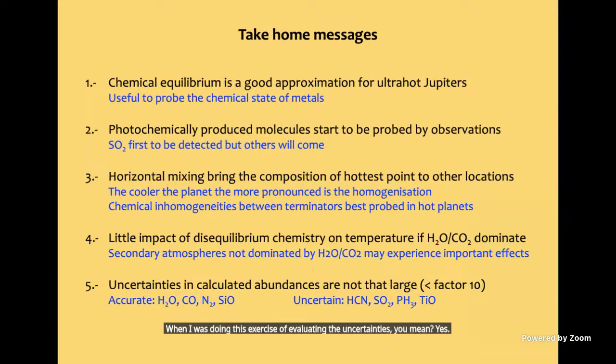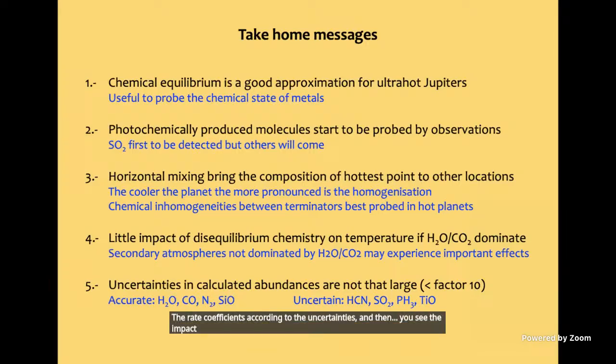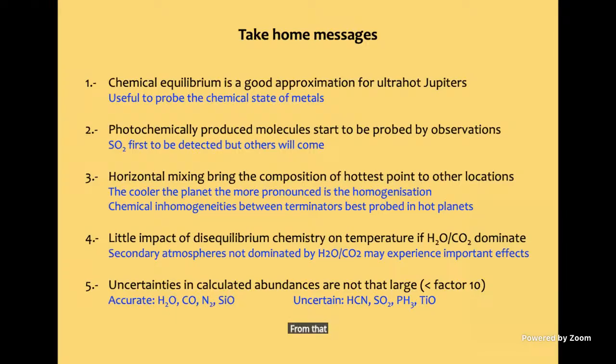Yes. Different models are the same model, but in which you vary the rate coefficients of the reactions randomly according to a log-normal distribution. So this is what I mean by different models. They all have exactly the same input. The only difference is that you vary the rate coefficients according to the uncertainties, and then you see the impact on the abundances. Okay, thank you.